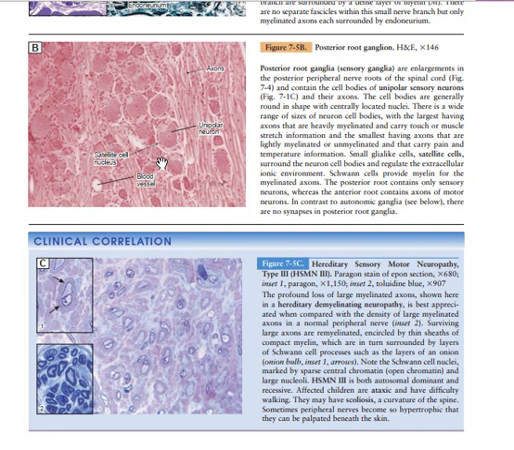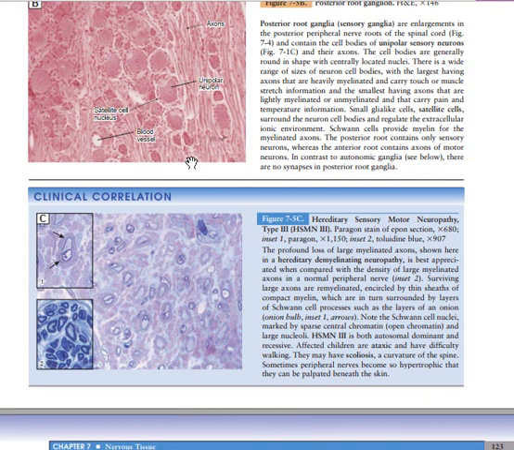So the posterior root ganglion is an enlargement of the posterior peripheral nerve root of the spinal cord, as I've already told you. It is made up of unipolar sensory neuron cell bodies, and also their axons. It is also made up of satellite cells. It can also be made up of Schwann cells, which are involved with the myelination of the peripheral somatic sensory neurons, and can also be present there. So all this, and the main glial cells are located there. You have Schwann cells, and then you have satellite cells.